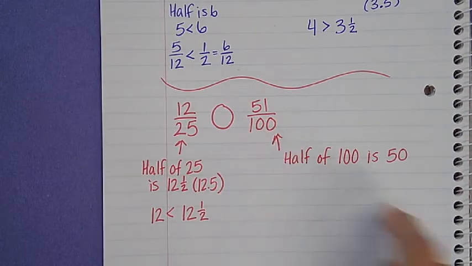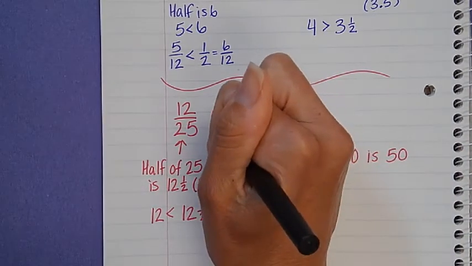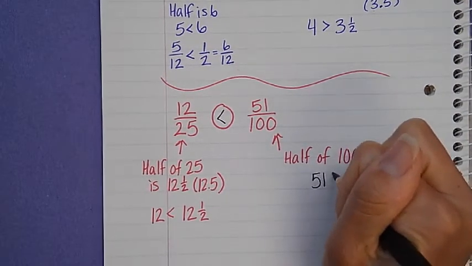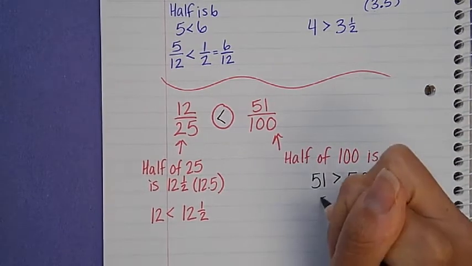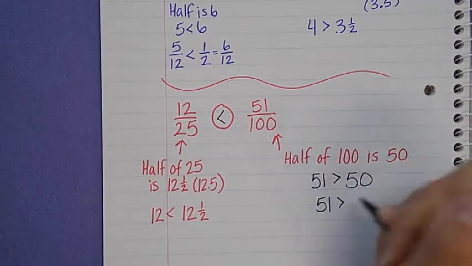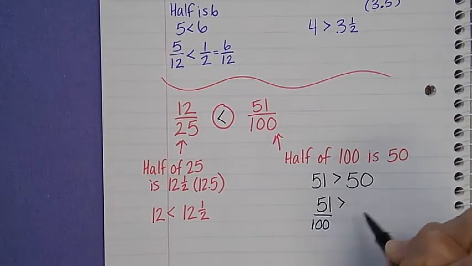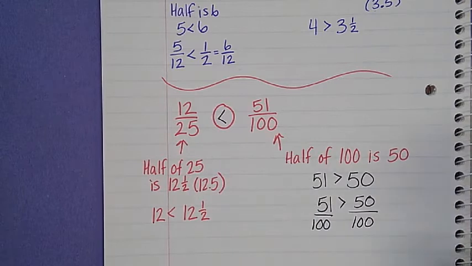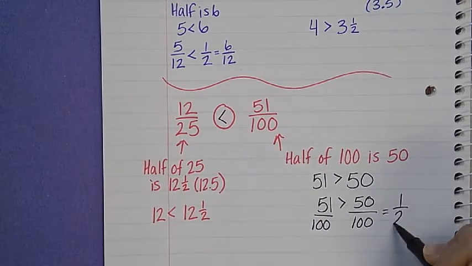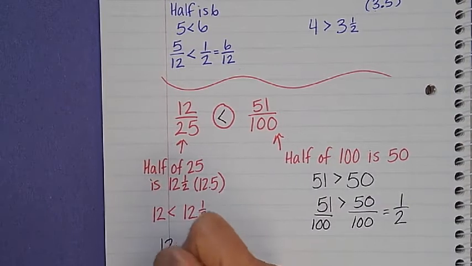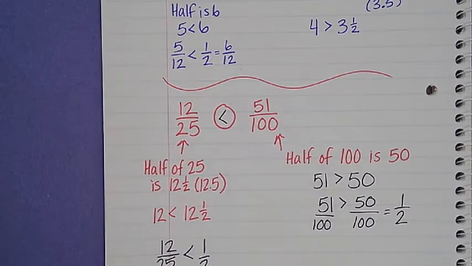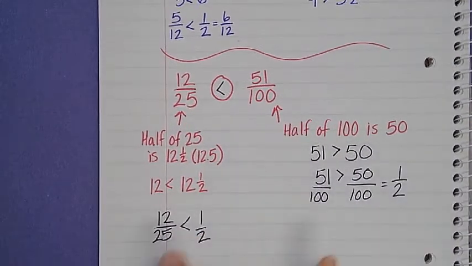51 is more than half, which means that 51/100 is my bigger fraction, because 51 is greater than 50. Or I could say 51 over 100 is greater than 50/100. So 51/100 is bigger than that 1/2. 12/25 is less than 1/2. And that's how I'm able to compare these two without changing the denominators.